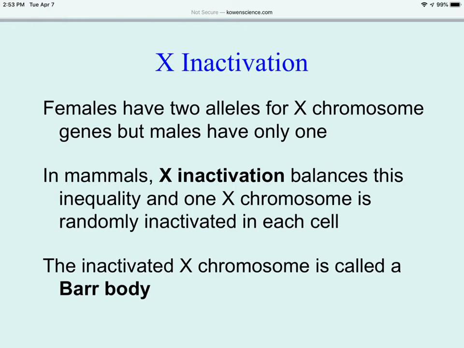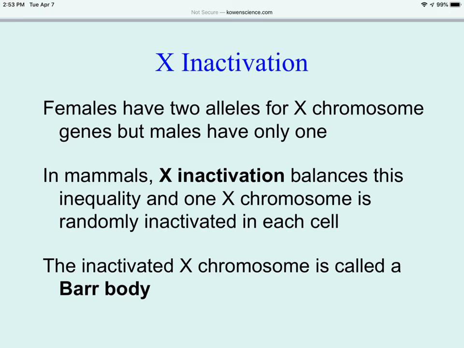So males are XY and females are XX, meaning females have 2 X chromosomes, but males only have 1. So what we have occurring is X inactivation, and this is going to balance out the fact that males have 1 X and females have 2. In females, one of the X chromosomes will randomly be inactivated in each cell. And this inactivated X chromosome is called a Barr body.